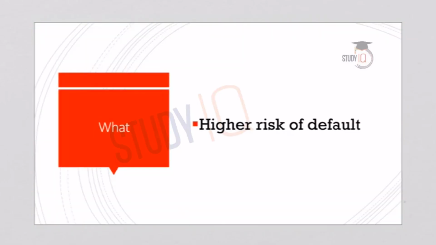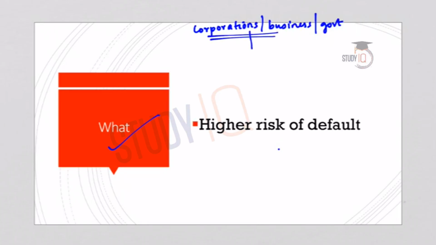So let us begin. Let us first understand what is meant by junk bonds. Junk bonds, which would be a very new term for many of you, are a very simple concept. It is a bond that carries a higher risk of default than normal bonds. Normal bonds can be issued by corporations, businesses, or even by the government. Normal bonds also carry certain risk, but the risk of junk bonds would be higher compared to normal bonds. The risk of default for junk bonds is higher.